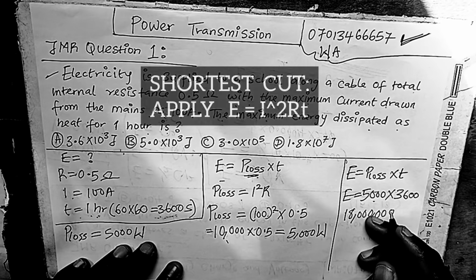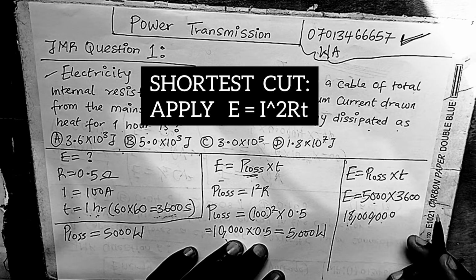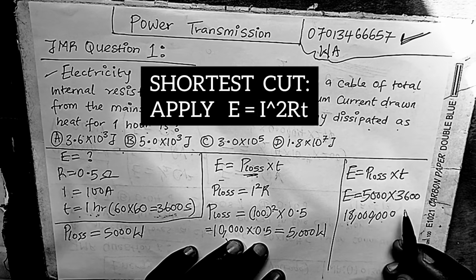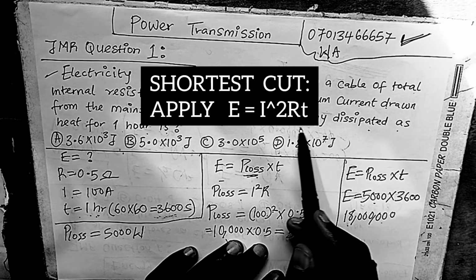The options are in standard form and in joules. So what are we going to do? We are going to convert this to standard form. If you want to convert it to standard form and leave the answer in two significant figures, I already see the answer will resemble one of the options here.